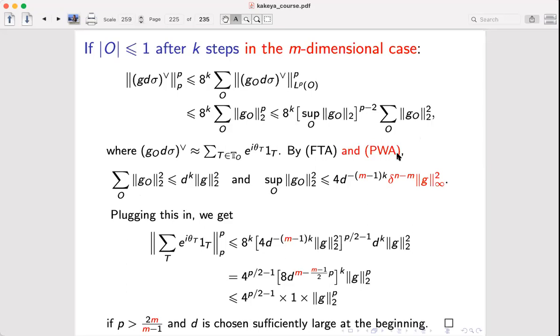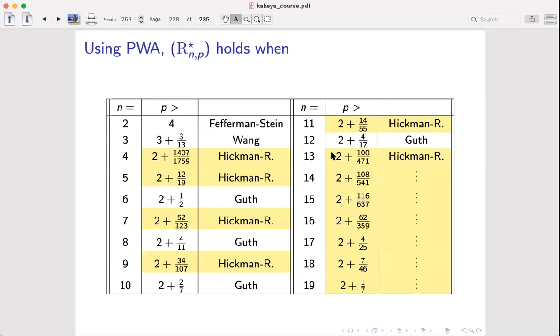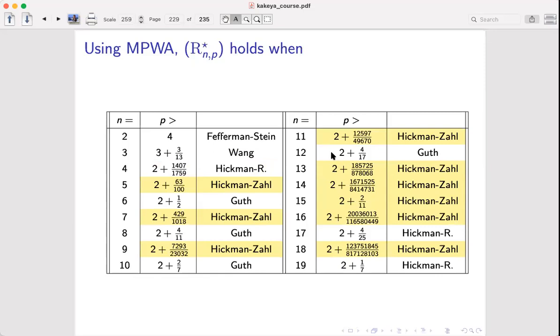And then also you can use the multiscale polynomial Wolff axioms to get an even better gain. So I've run out of time. Ignore that. And so that's with the polynomial Wolff axioms. And then you get more improvements with multiscale polynomial Wolff axioms. And I'll stop there.